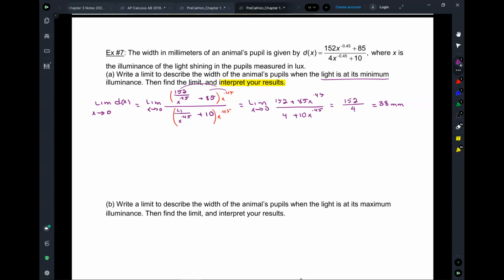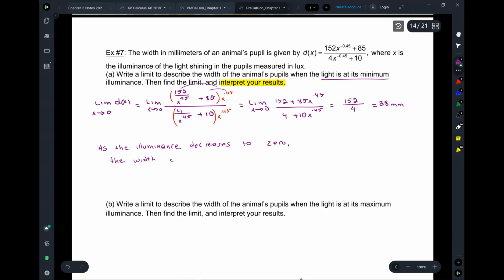as the illuminance decreases to 0, the width of the pupil approaches 38 millimeters. You have to write an English coherent sentence using a verb, a subject, and proper subject-verb agreement.